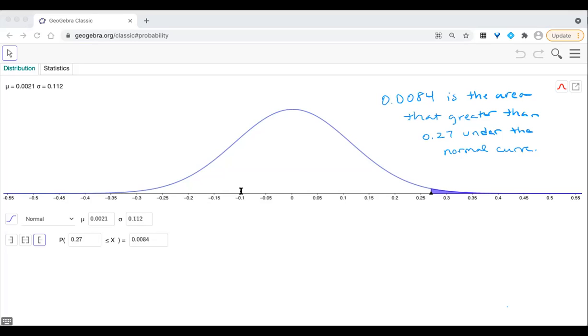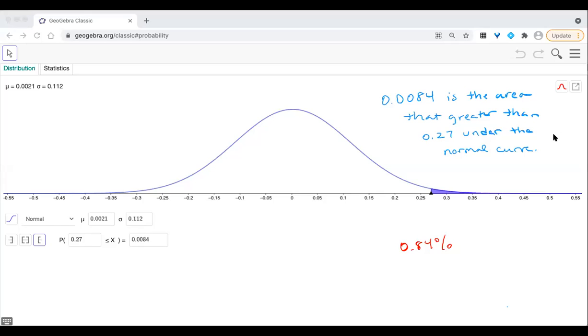Well, if we think about it, what does this number, 0.0084, actually represent? Well, what this represents, this 0.0084, this means that approximately 0.84%, okay, that's a funny looking 8 there. I'll write that again. 0.84%, approximately 0.84% of simulations have a difference of means that are greater than 0.27.